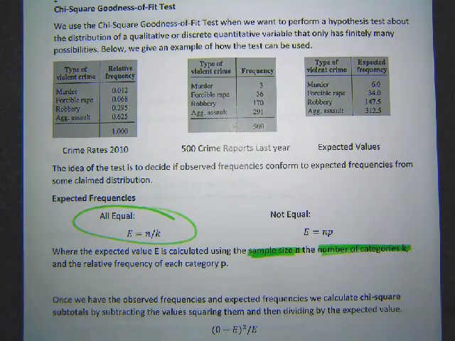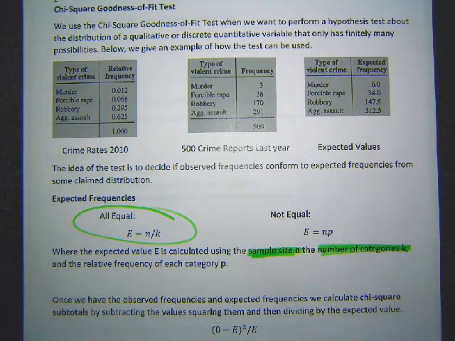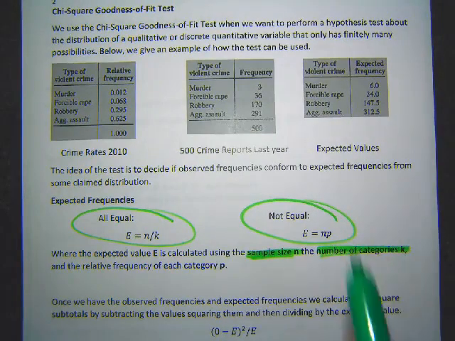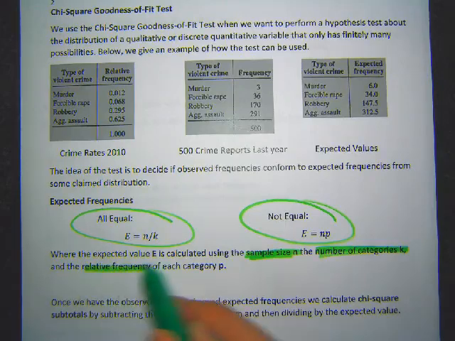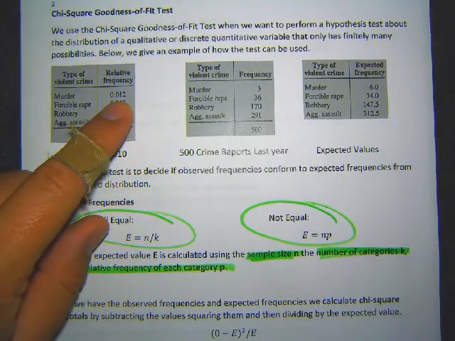But we don't really expect murder and robbery and assault and rape, all that to be equally spread out. That's not really going to happen. So in this case, we'd actually use the not equal, and that's what we did up here. To do not equal, we take the sample size n and multiply it by the relative frequency for the category. So like murder is, what is that, 1.2%.